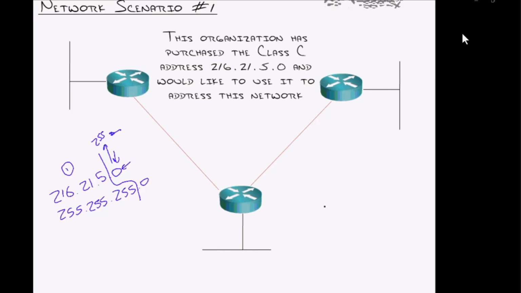Now look at their network diagram. How many networks do they need? Well, let's number them. 1, 2, 3, and a lot of people forget these, 4, and 5. Remember, every interface of a router is a network. So we need a network address or a subnetwork, a network, for every single one of these locations.